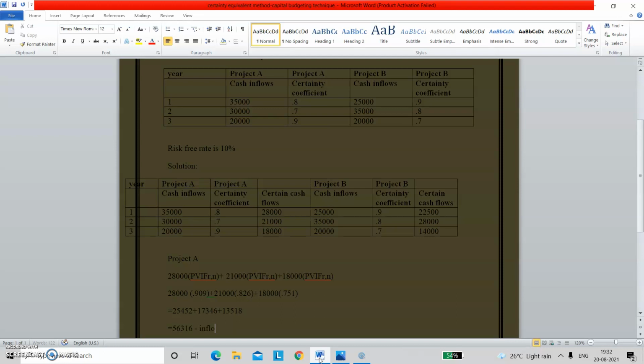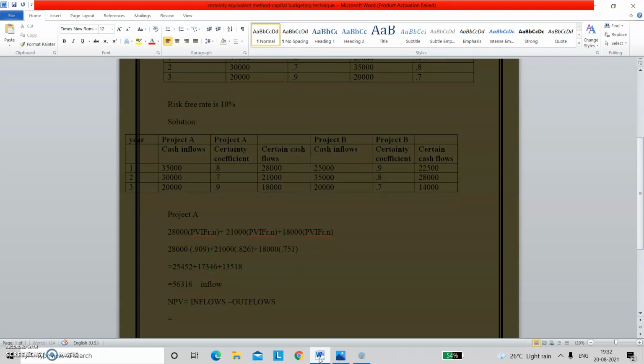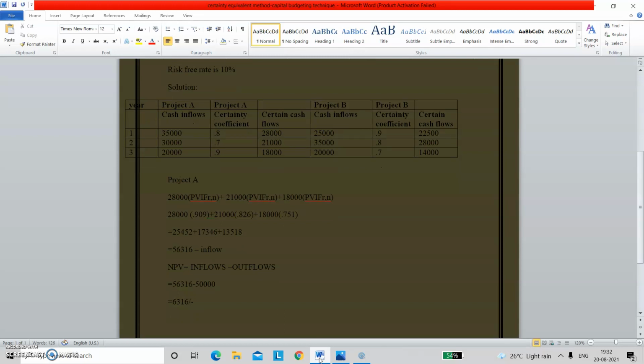And this is my inflow, right? So NPV will be inflows minus outflows, right? So inflow is 56,316 minus cash outflow of 50,000. So this is giving me a return of 6,316 rupees. That means this is giving a positive return to me, right? This is for project A.